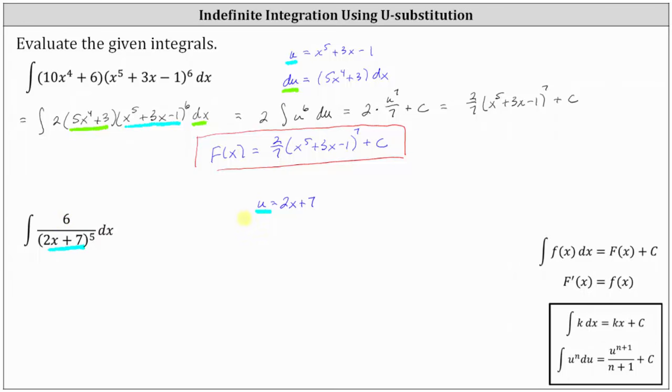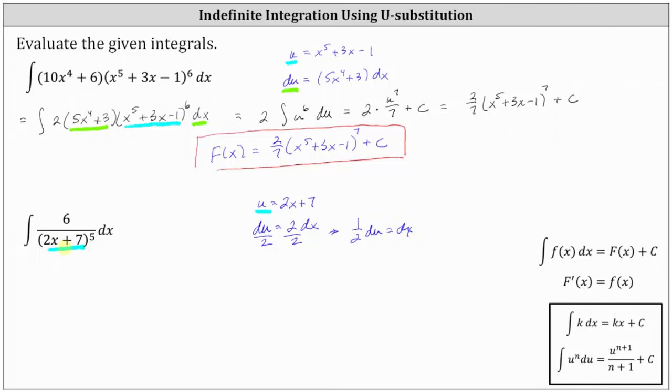The next step is to determine differential u, which is equal to the derivative of 2x plus 7 with respect to x times dx, which gives us 2 times dx. And here we have a choice. Going back to the integral, here we have 6 dx, and we have du equals 2 dx. So we can either multiply both sides by 3, so the right side is 6 dx, or we can just solve for dx. I'm going to solve for dx by dividing both sides by 2. Notice this indicates that 1/2 du is equal to dx.